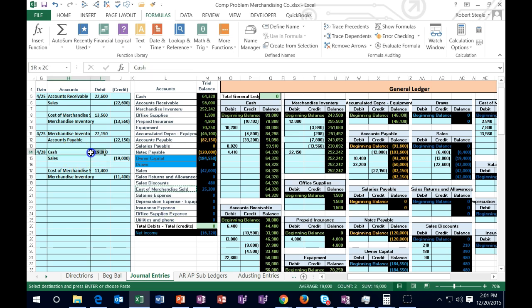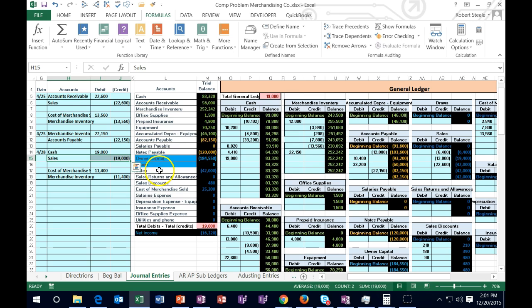We're posting out the cash first. So here, cash, that's our top account up here, of course. So we go to the general ledger. It's the top account on the GL. So we are in 015 equals, and we'll point to that 19, which will bring the cash up from 64,328 to 83,328.